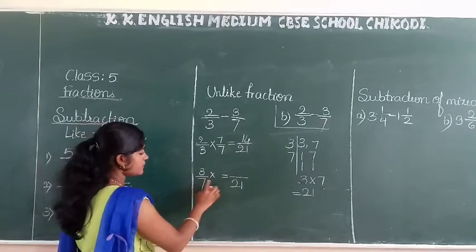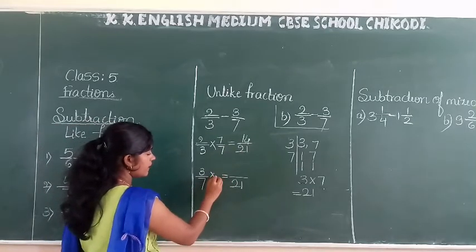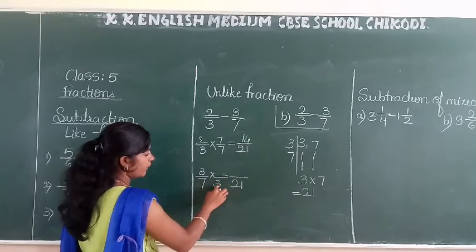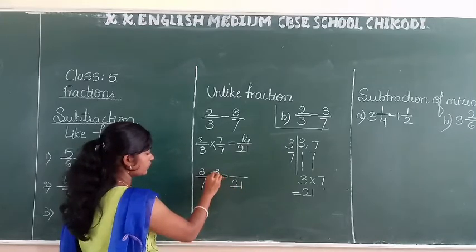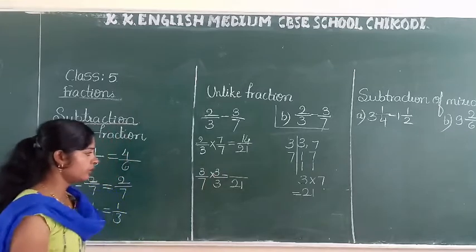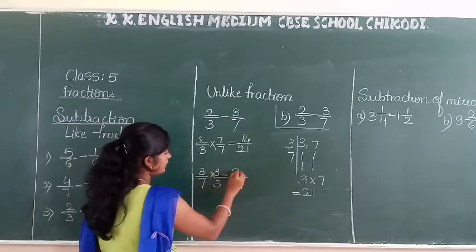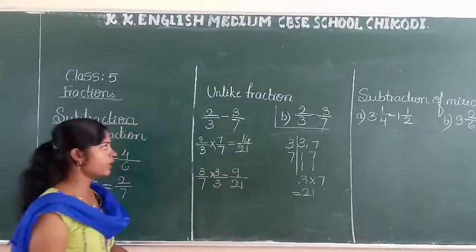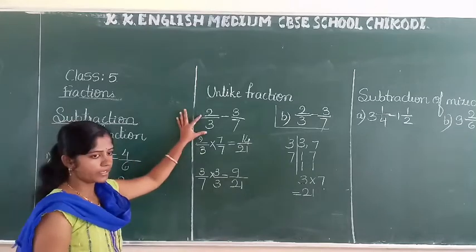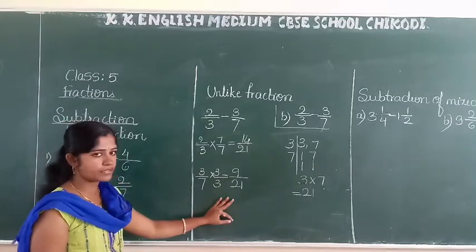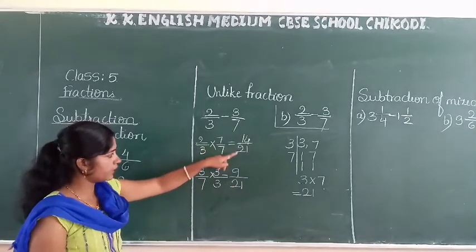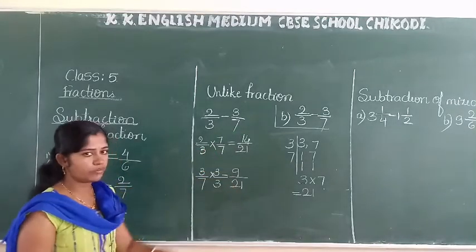Okay, next here 7 how much are 21? 7 threes are 21. The same number you have to take as a numerator also. Next step 3 threes are 9. Okay, now see, these are unlike fractions. I converted them into like fractions. 14 by 21, 9 by 21.